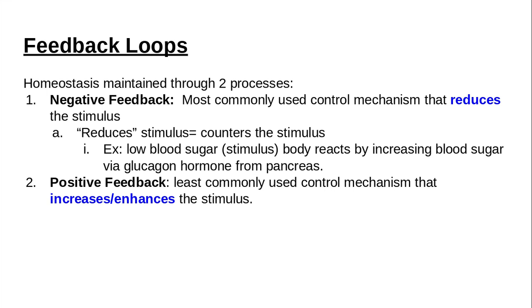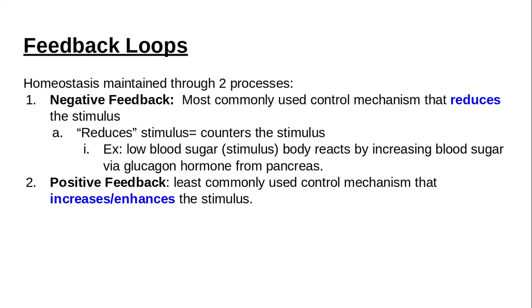So when we talk about feedback in organisms, you might have noticed that it follows a loop that depends on other parts of the process. There are two feedback loops that are commonly used to explain how homeostasis occurs. The first is negative feedback, and this is the most common feedback loop. Negative feedback occurs when the control mechanism that's produced reduces the stimulus or counters it in some way.